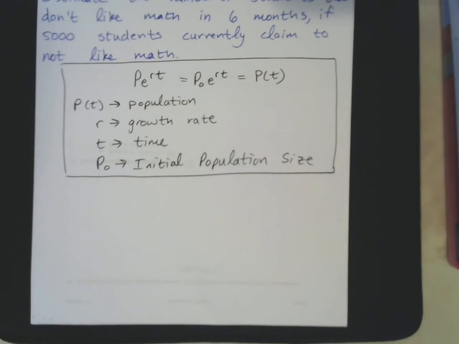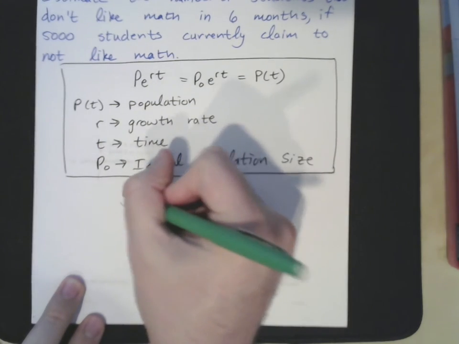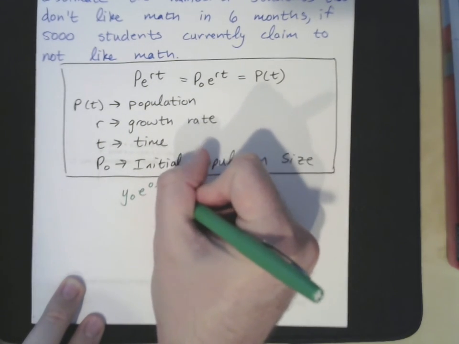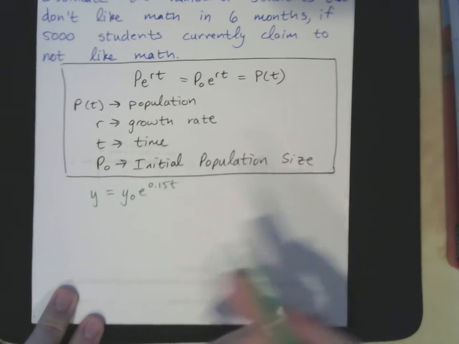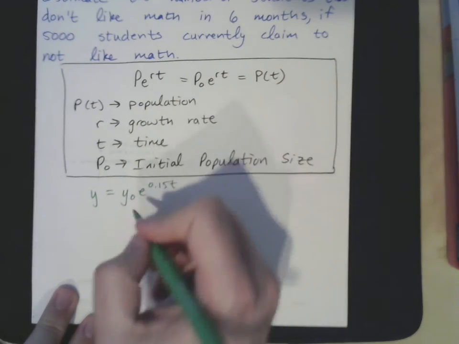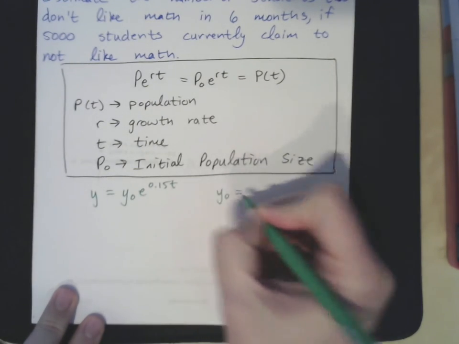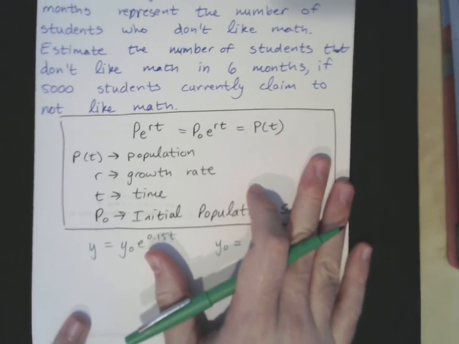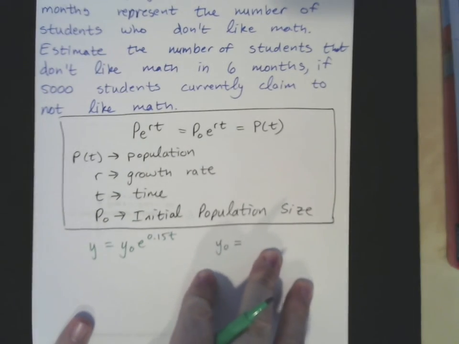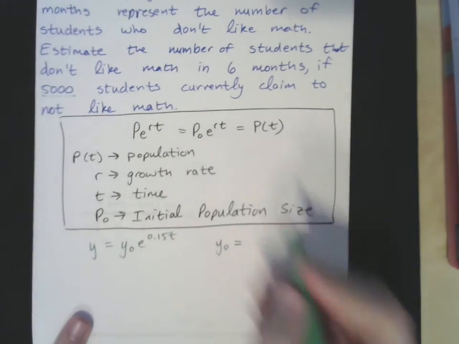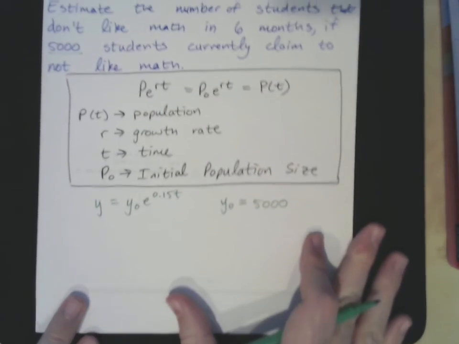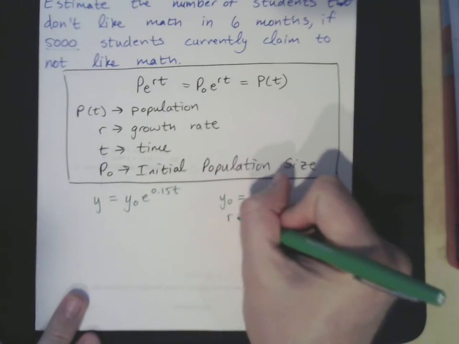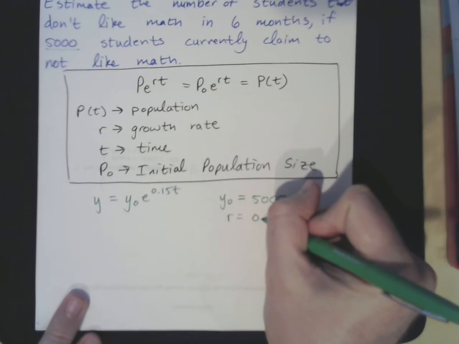So let's look at what we have. So we're using y naught e to the 0.15t. So instead of p, we have y. No big deal there. So our y naught, our initial, we look at our problem, that's how many right now, how many students don't like math right now? That's 5,000. So y naught is 5,000. Our r is already given to us at 0.15.